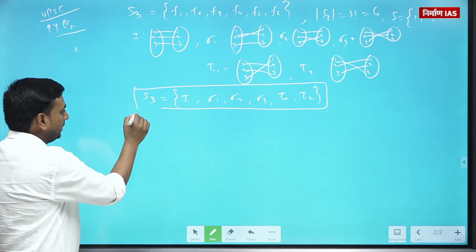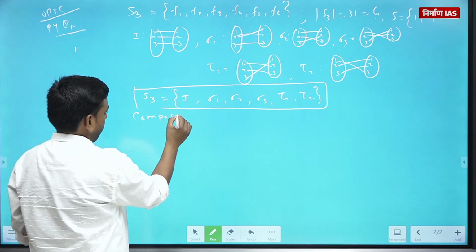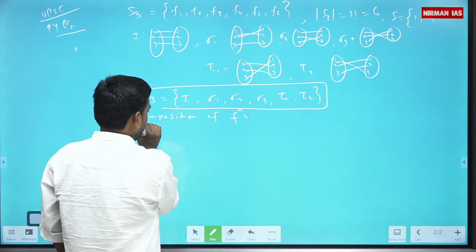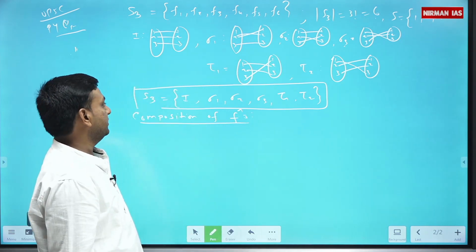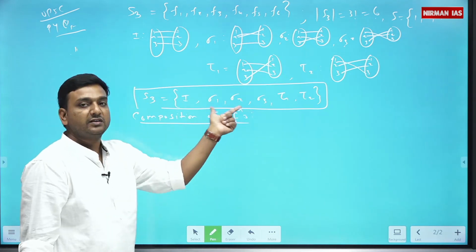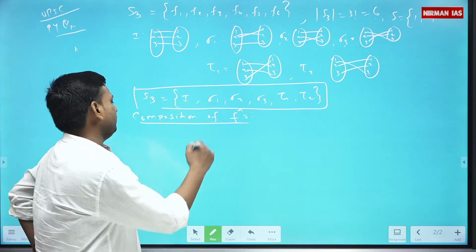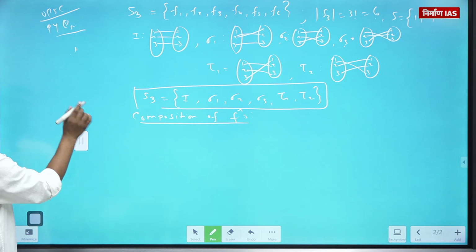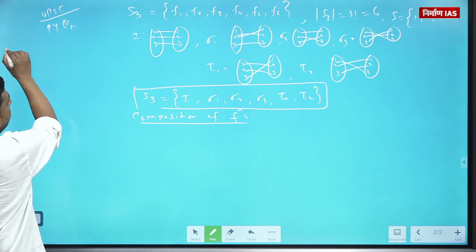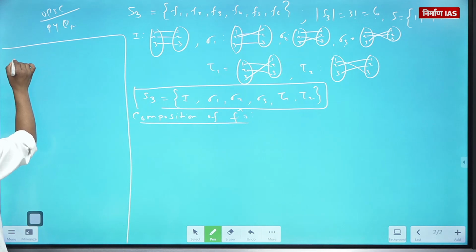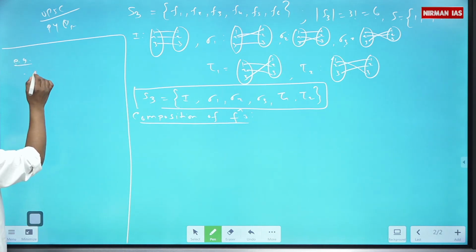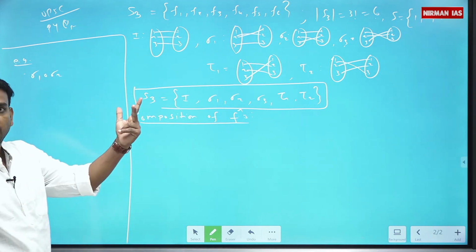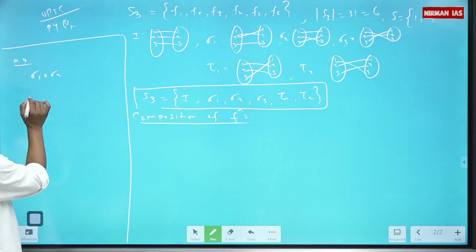Now, composition of functions. Let's see how this composition of functions works on these elements, just for example only. Let's take it here only. For example, if I say, what is sigma 1 composition sigma 2? Composition of two functions. So what is sigma 1, dear?